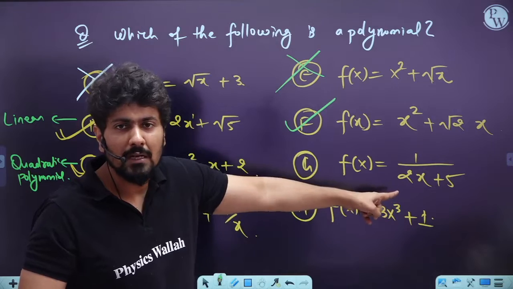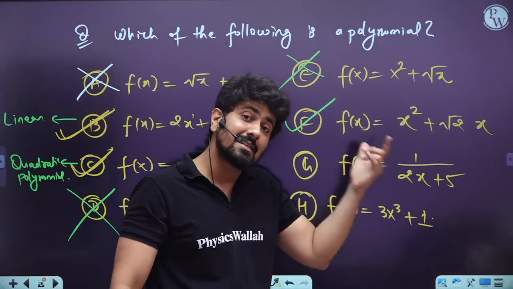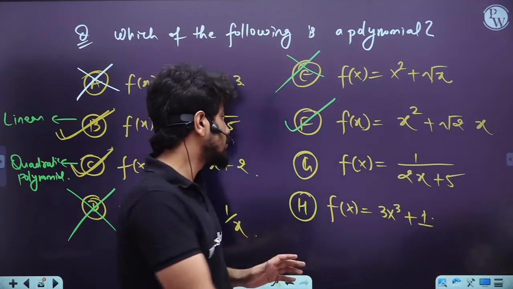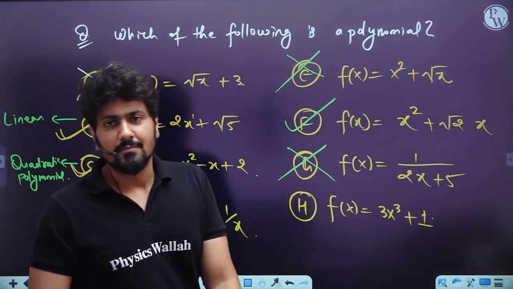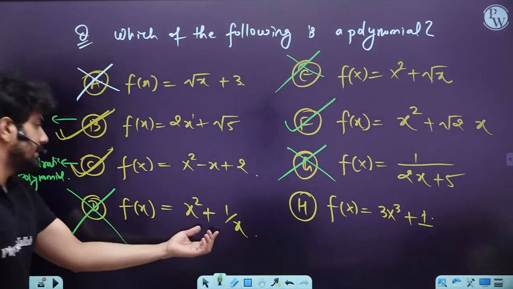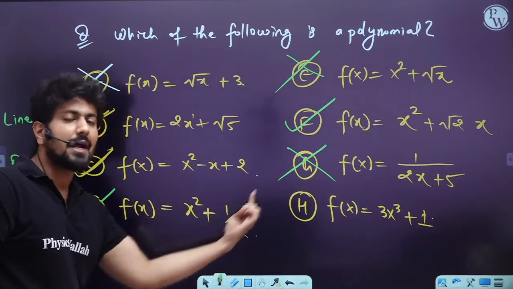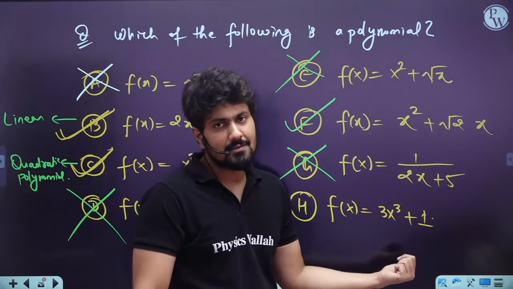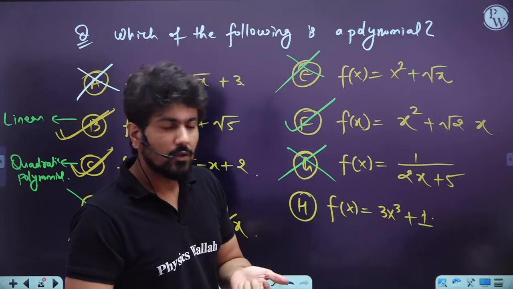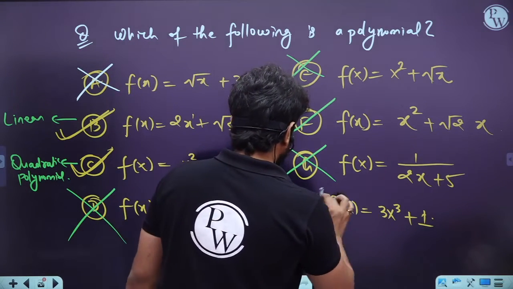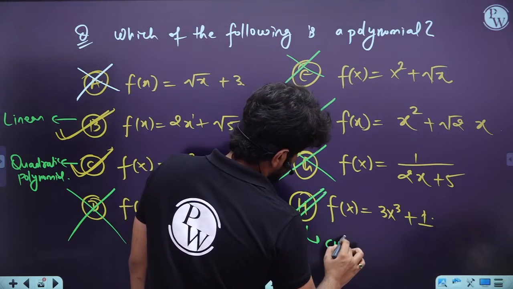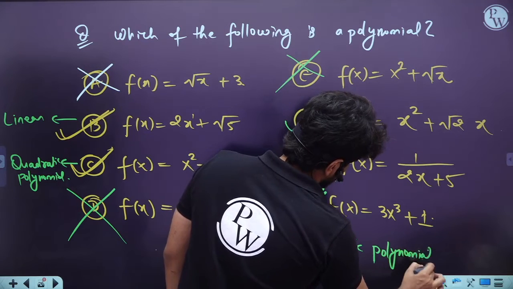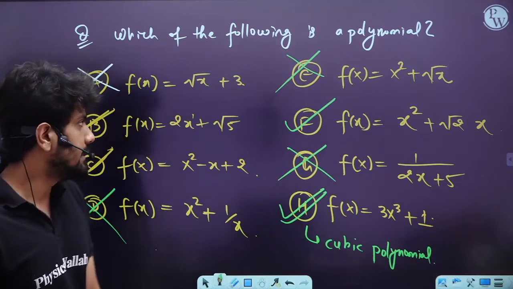Now, is this a polynomial? This is not a polynomial because x is written in the denominator. Because see, D example and G example are the similar kind of examples. Both of them are not a polynomial. Is this a polynomial? Yes. x raised to the power 3. So this is a polynomial and we call this a cubic polynomial. We call it like this. Are we clear till now?